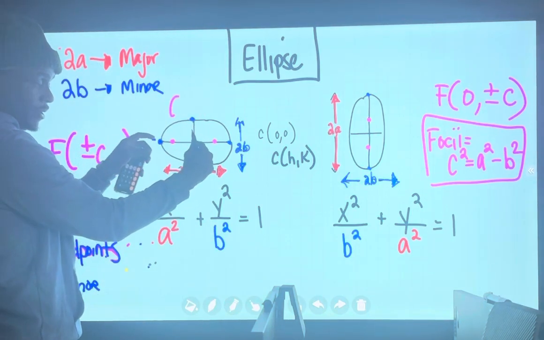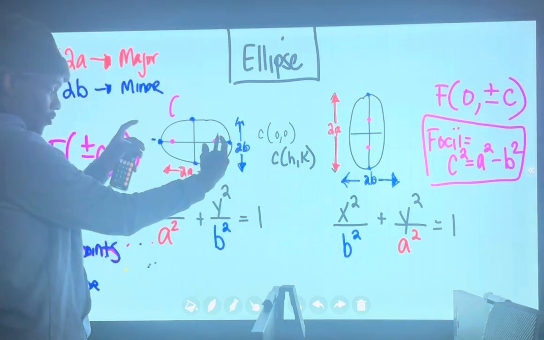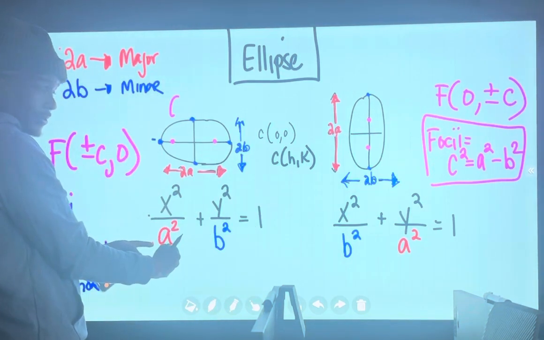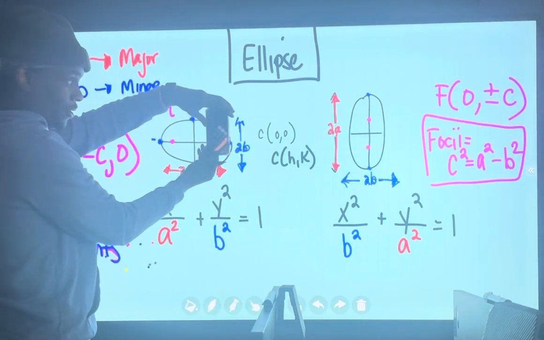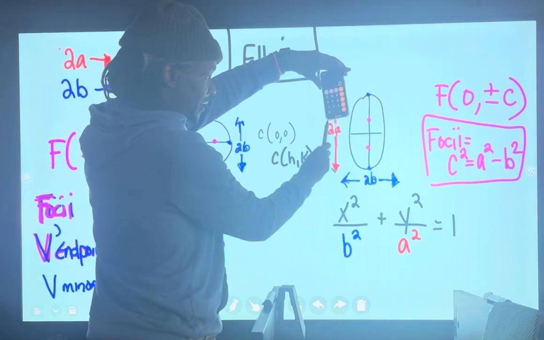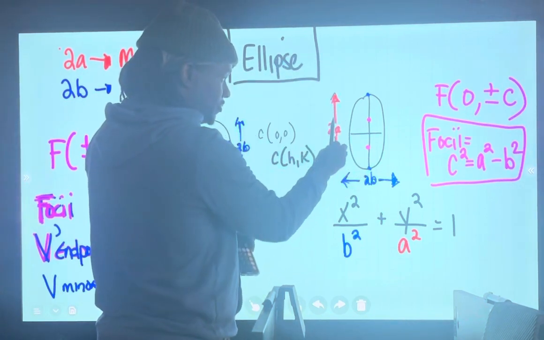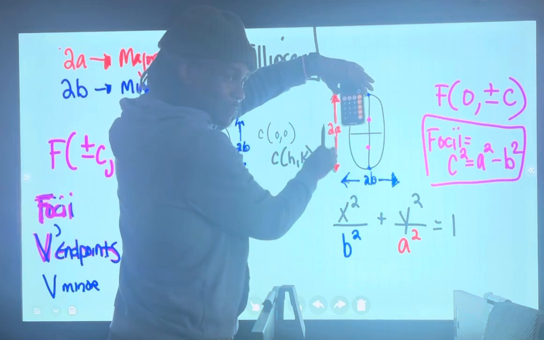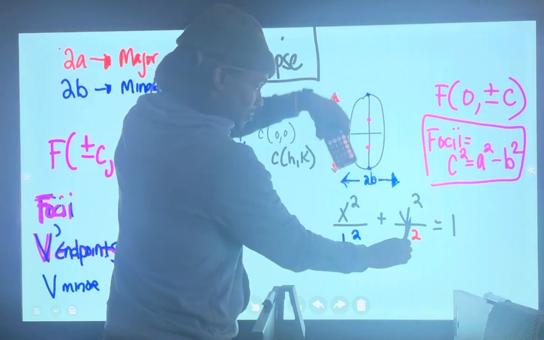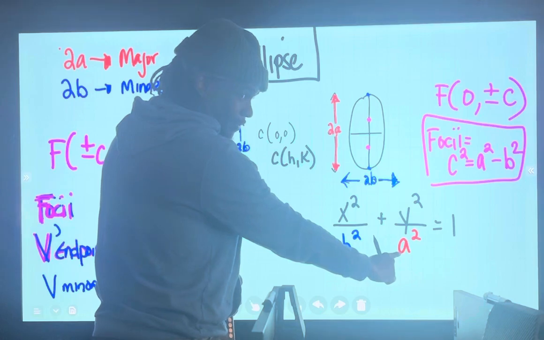Because it's horizontal. Wait, always or just in this example? Well, when it's horizontal. If it's vertical, when it's like this, now your A side, your longest side, is 2A. Which axis is the 2A on? The x-axis or the y? It's on the y now. So now the A squared goes with the y.